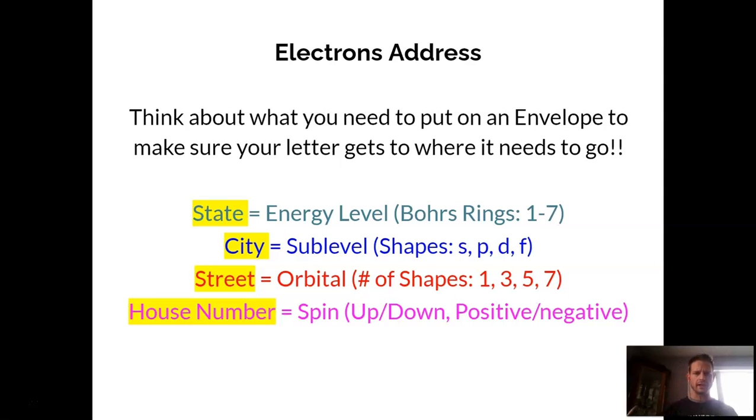So then once we've defined what state we're in, then we can break it down to the city. So if I live in Minnesota, maybe I live in Duluth, maybe I live in Cotton, maybe I live down in Minneapolis, right? Those are all varying sizes of cities. And that's what we call our sublevels. So if we know what state we're in, then we can break it down into different cities with different sizes. S being like a really small city, like Cotton. F would be a huge city, like a metropolis, like the Twin Cities area. Okay, and then P and D would be somewhere in between.